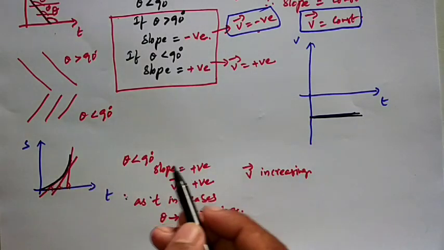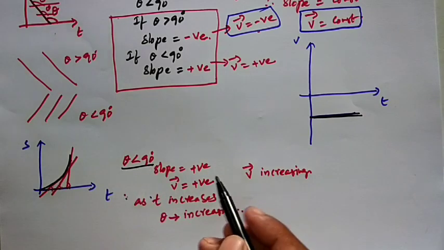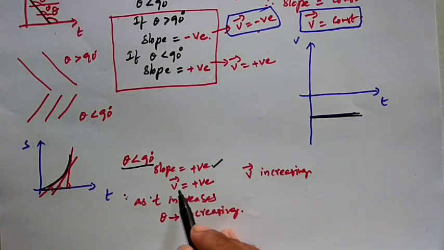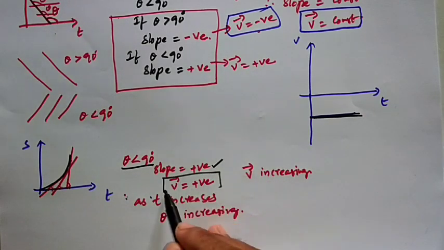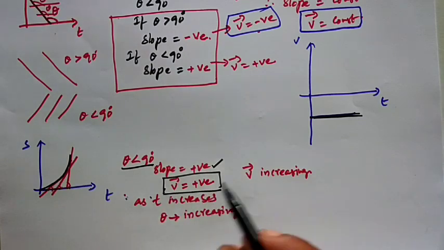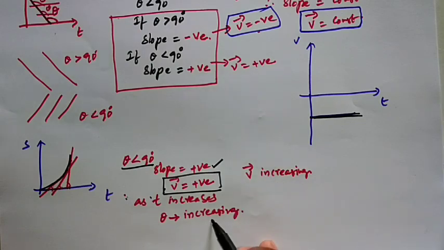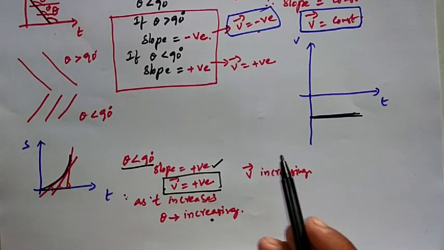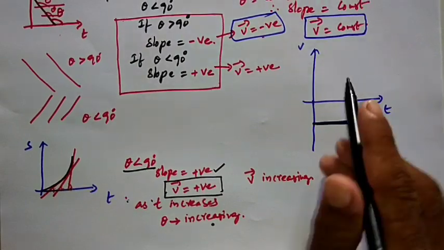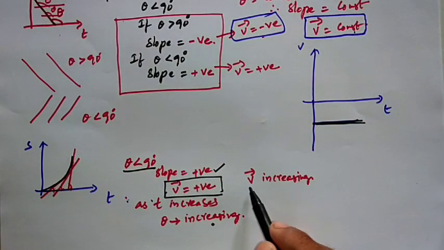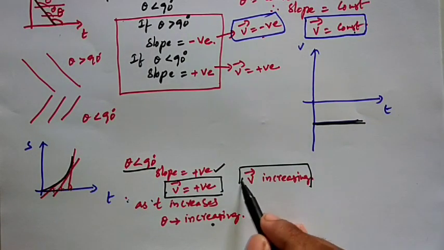So we got what? Theta is less than 90 degrees. Slope is positive. Slope positive means velocity is positive. We got one conclusion. Now check whether the velocity is constant, increasing or decreasing. How? If theta increases, velocity increases. If theta decreases, velocity decreases. If theta is constant, meaning slope constant, velocity is constant. In the previous case that is so. Here velocity is increasing.